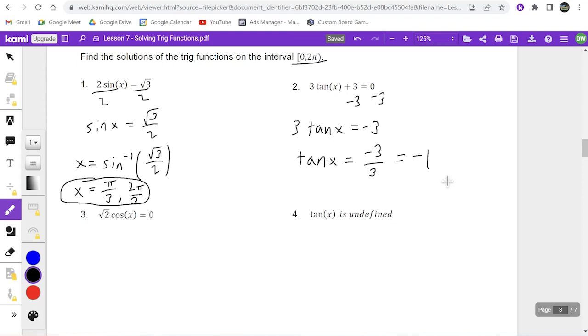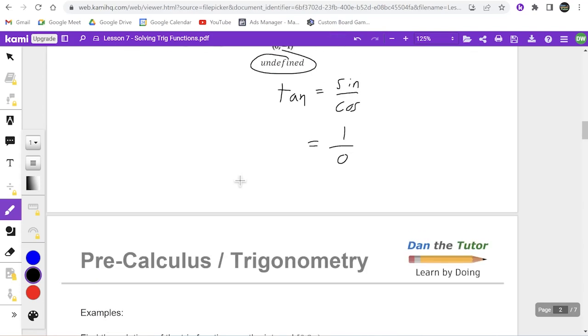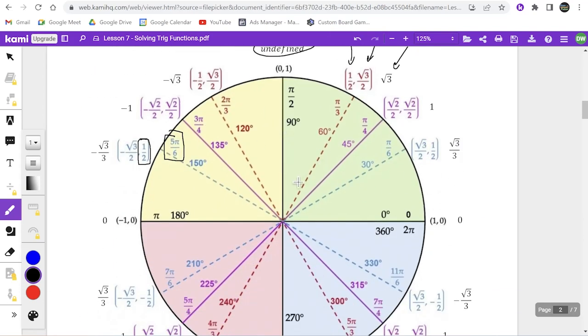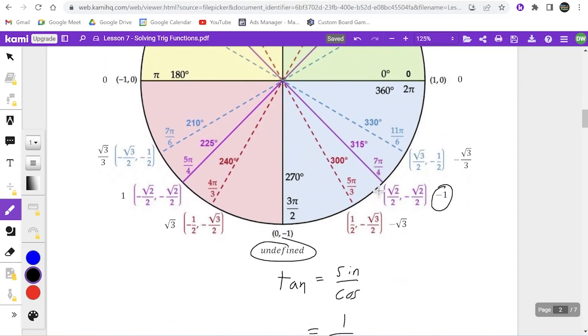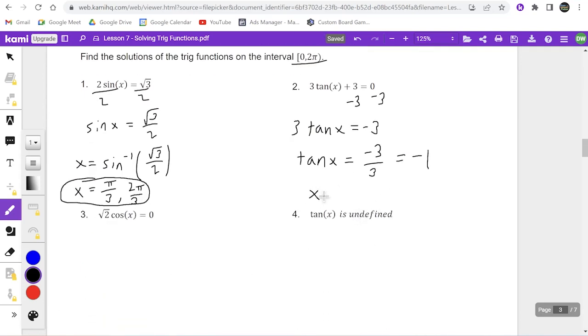Okay, now I have to ask myself, where does tangent equal negative 1? For this one, I'll go back up to my unit circle. So I'm looking on the unit circle. I'm looking for where tangent equals negative 1. It looks like here at 3 pi over 4, and it also looks like down here at 7 pi over 4. Those are my two answers. X equals 3 pi over 4 and 7 pi over 4. Okay? And keep in mind, why'd I go to those quadrants? Because that's where it was negative. And so we really have to remember where the quadrants are positive and negative for sine, cosine, and tangent. Any questions on number 2?